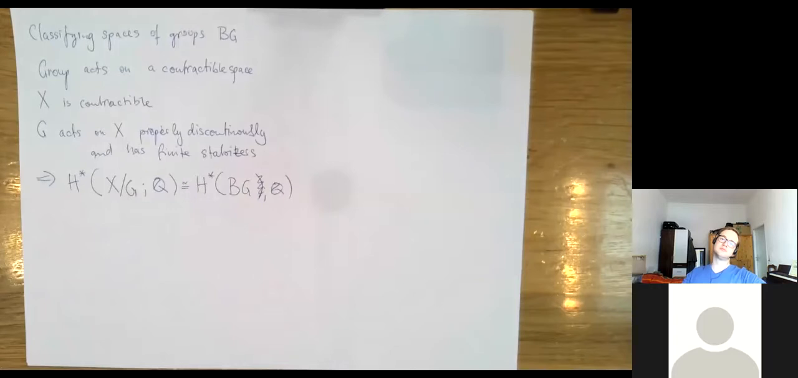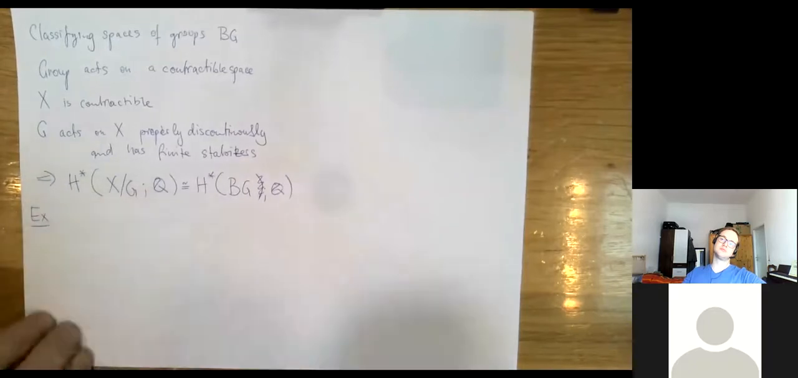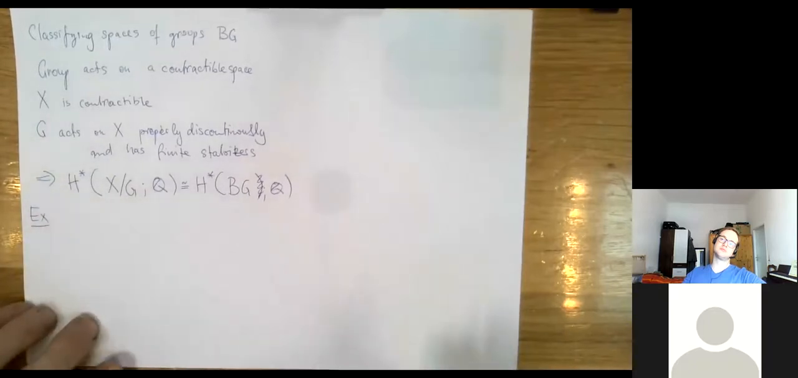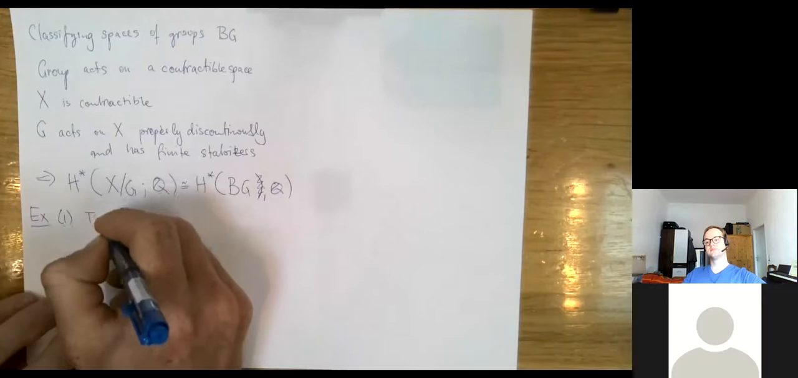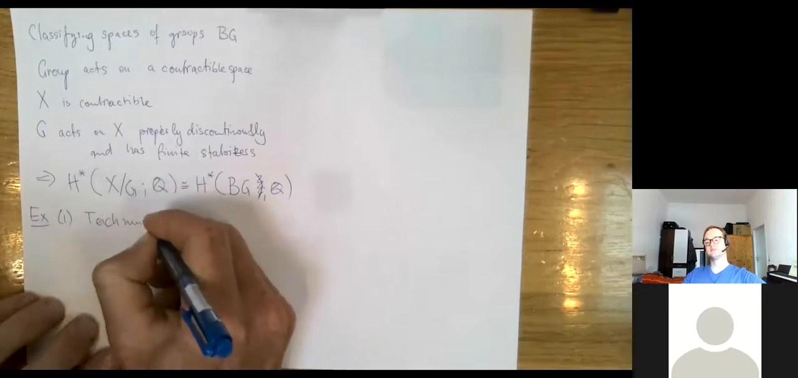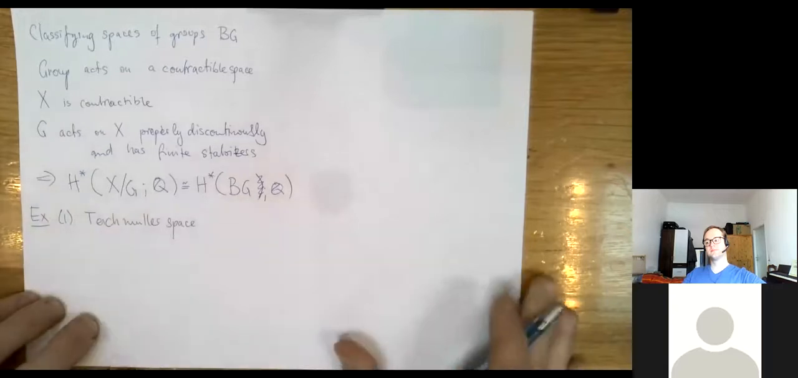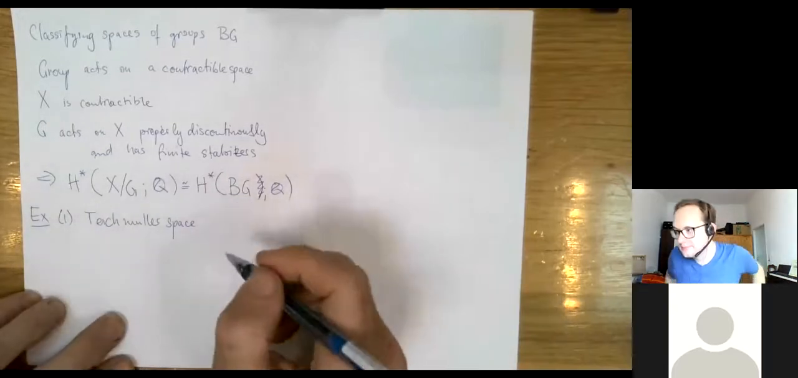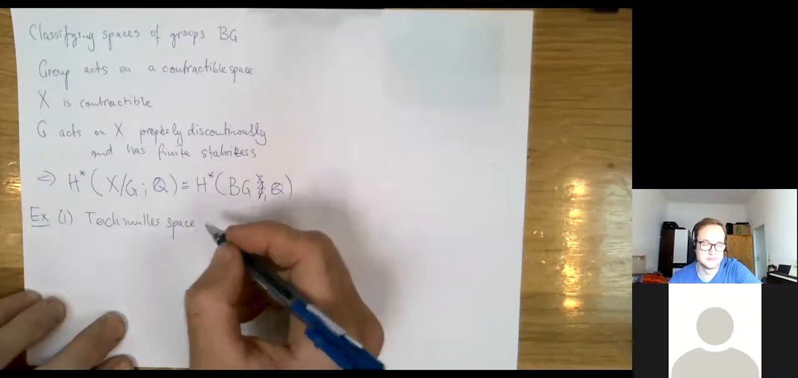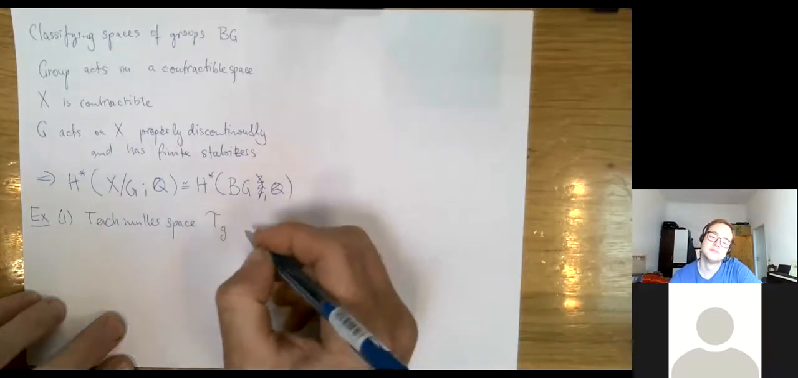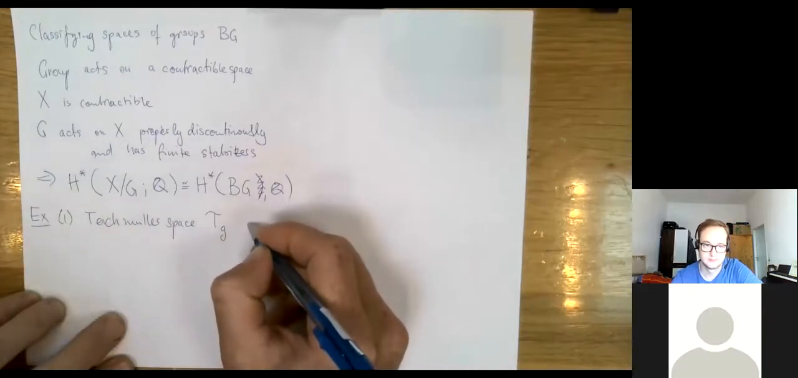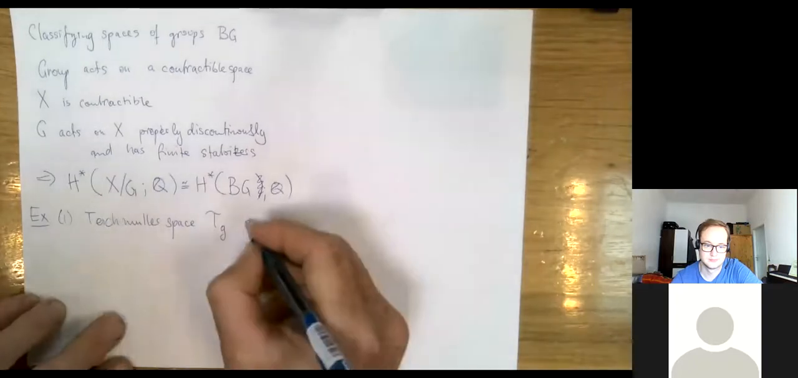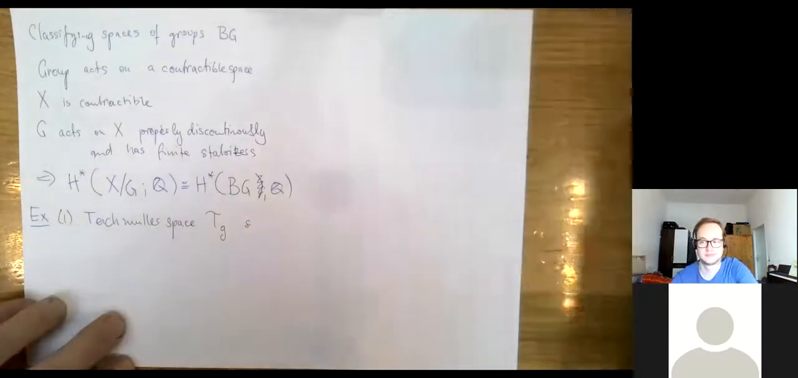And I'm going to give you a few examples here. So, for example, Teichmüller space, let's say T_g, is a space of surfaces. I'm going to have to be a bit faster, I think, to keep in time.